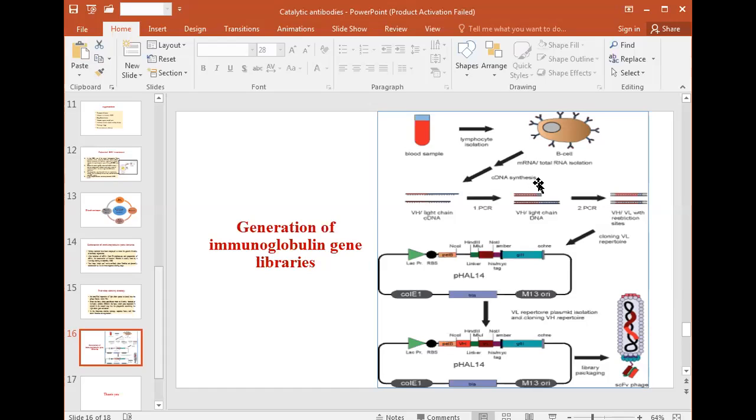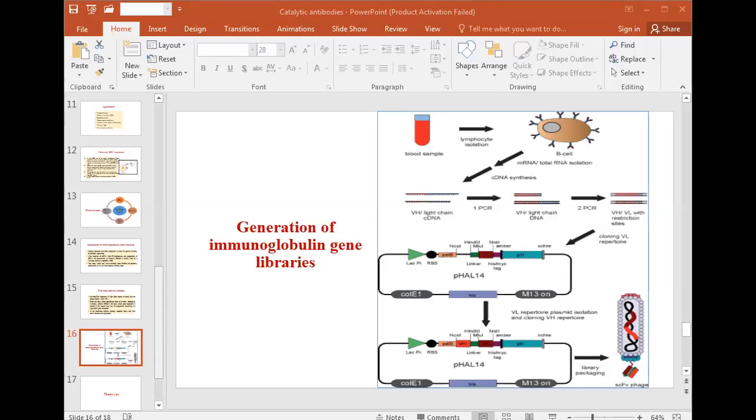And a set of human antibody gene oligonucleotide primers will be used for the amplification of both the variable heavy chain as well as the light chains by PCR. In the second PCR, restriction sites for the cloning in pHAL14 will be added. The cloning will be performed in two steps. First, the variable light chain will be cloned, followed by cloning of the variable heavy chain. In the end, the antibody gene libraries will be packaged using a helper phage and analyzed by immunoblot.